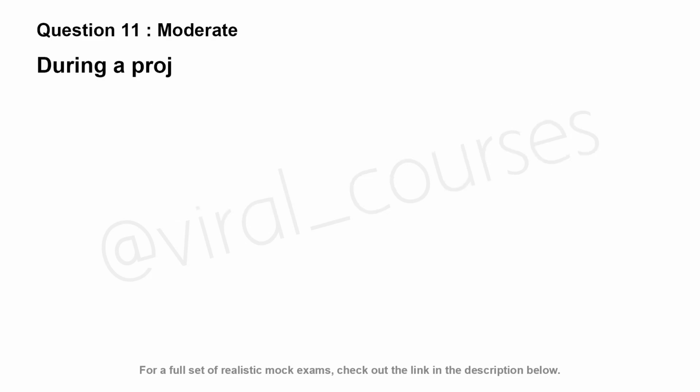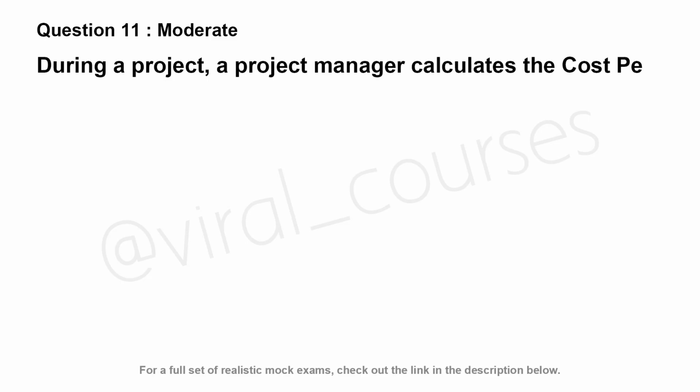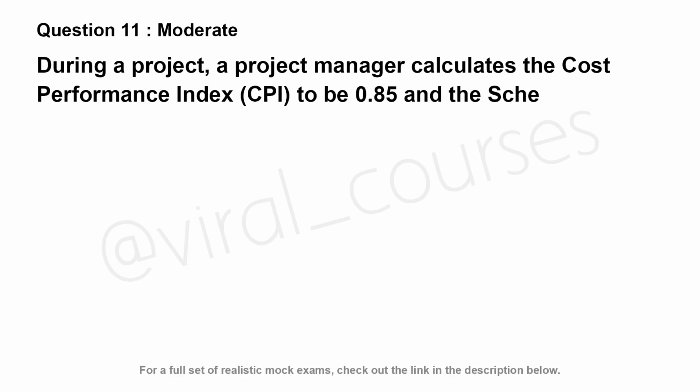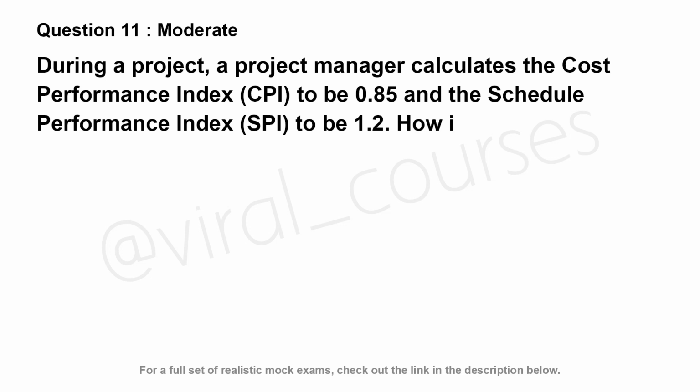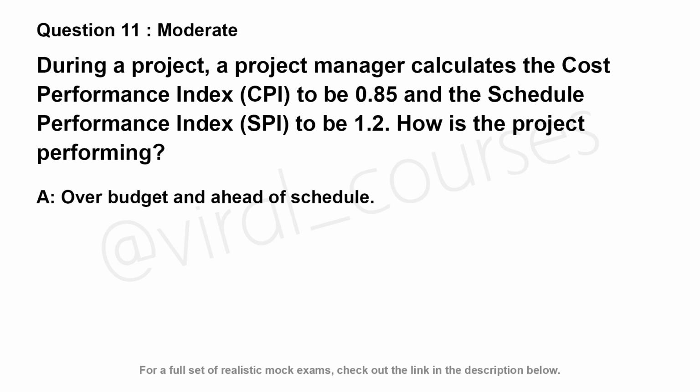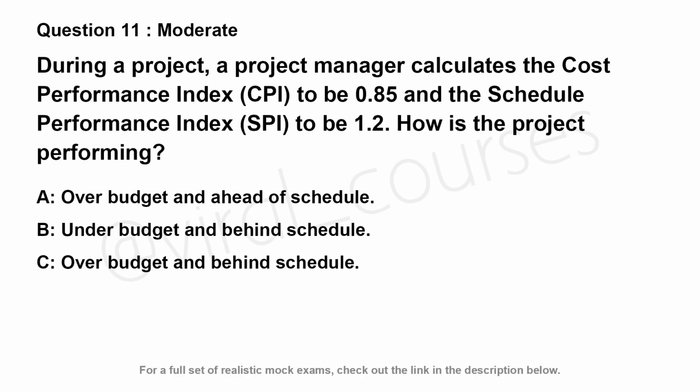A project manager calculates the Cost Performance Index, CPI, to be 0.85 and the Schedule Performance Index, SPI, to be 1.2. How is the project performing? Option A. Over budget and ahead of schedule. Option B. Under budget and behind schedule. Option C. Over budget and behind schedule. Option D. Under budget and ahead of schedule.